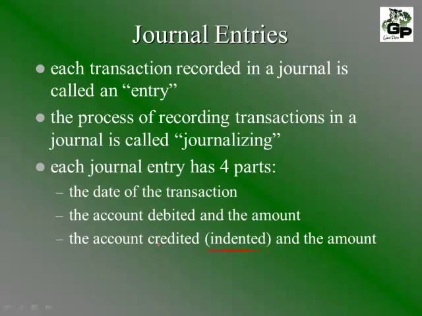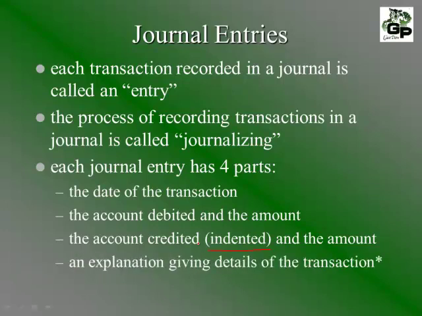So when you're looking at a journal entry, you'll notice that the debit amount is right up to the left margin, but the credit amount is indented. And I'll show you an example of that later. The 4th part of a journal entry is an explanation of what happened in the transaction, the details.